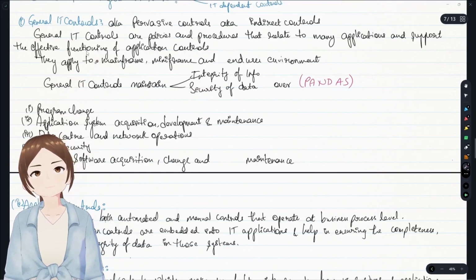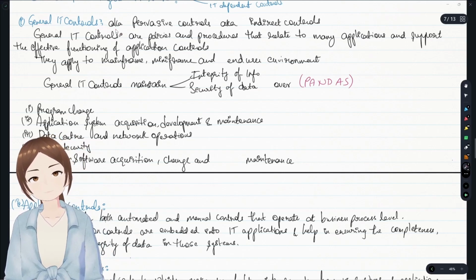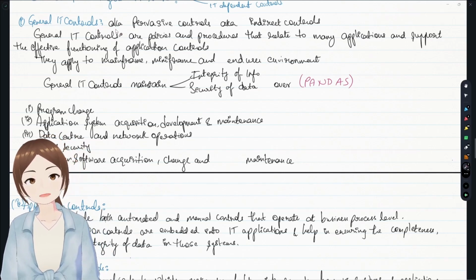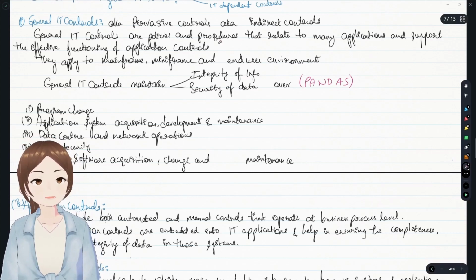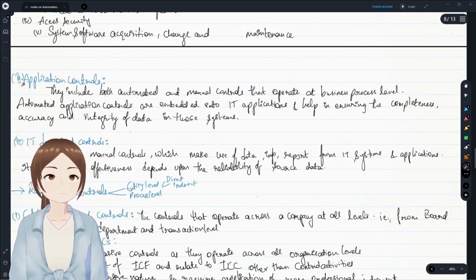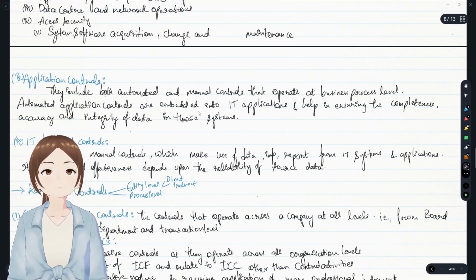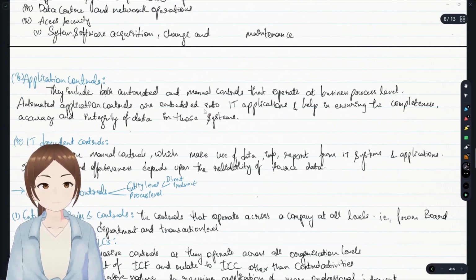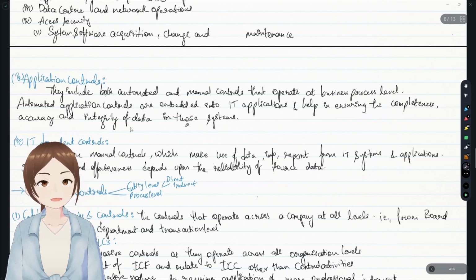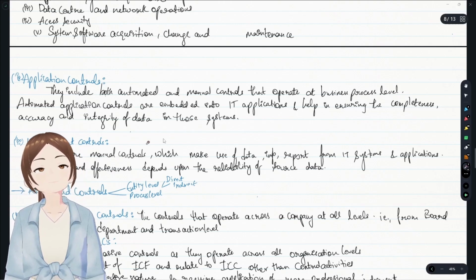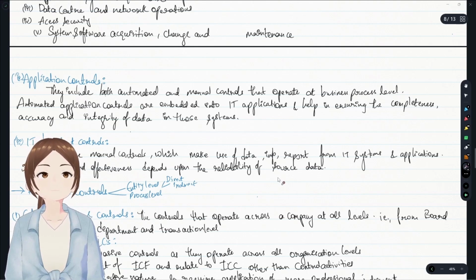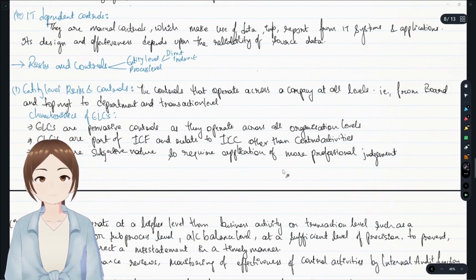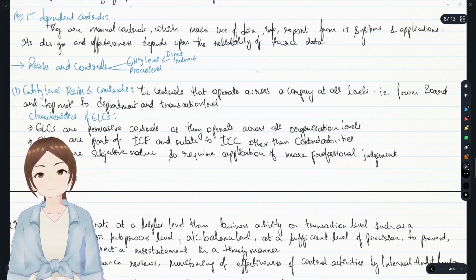In order to relate this, for general IT controls, we could think of Tally: who could start a company in Tally. For application controls, who could enter the entries into Tally. And IT dependent controls are about who could use the reports or data from such Tally. Entity level risks and controls.